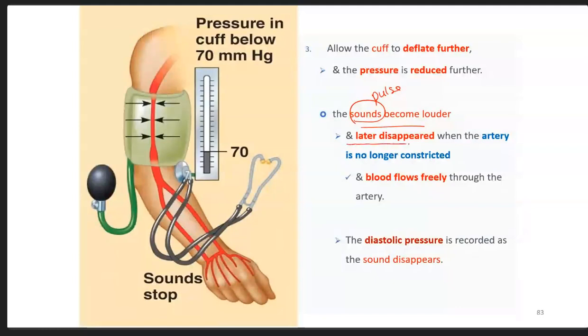Later the sound will disappear, when the artery is no longer constricted. So the blood flows freely through the artery. The point at which you cannot hear the pulse sound any more is the diastolic pressure. The reading should be around 70. Okay, 70.